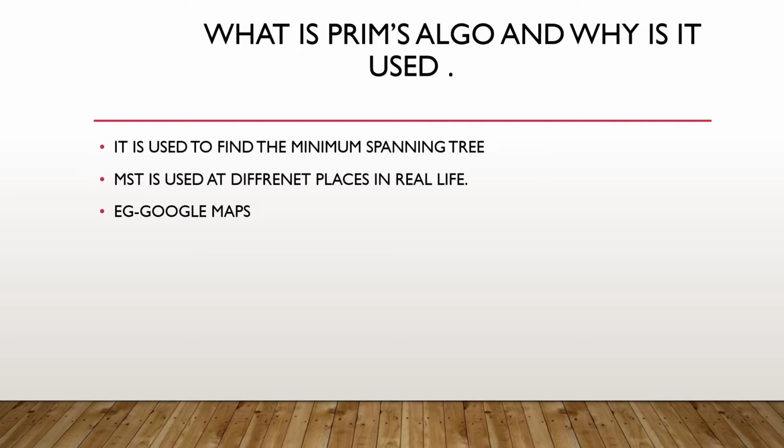MST is used in different places in real life. For example, Google Maps. Let's say you want to go to six places, A, B, C, D, E, F. What is the minimum path, the one with the minimum weightage, that covers all the vertices? Which one should you cover first? This is what is done by Prim's algorithm. You can see it in Swiggy and Zomato, like if you have group delivery. First, the delivery man should serve which point? It will be solved using MST, and you can use Prim's algorithm too.